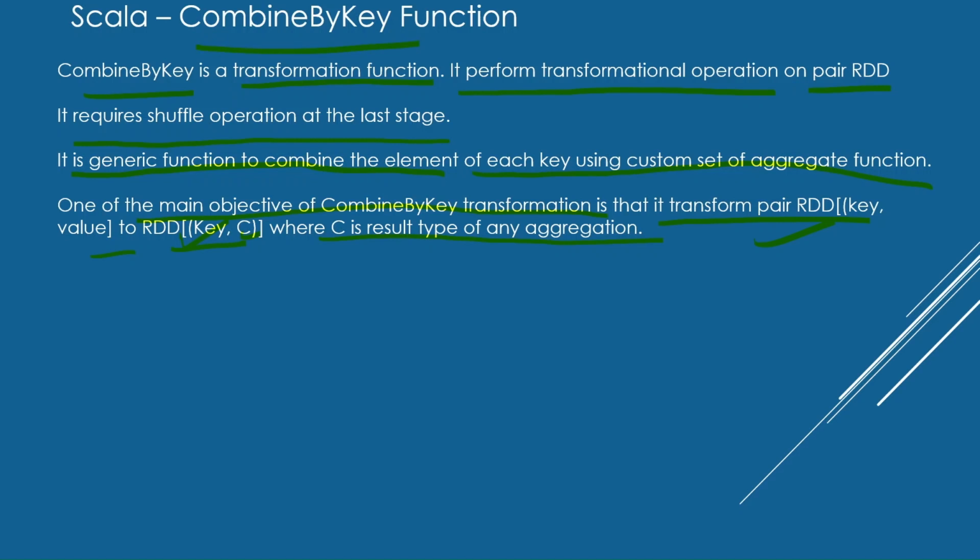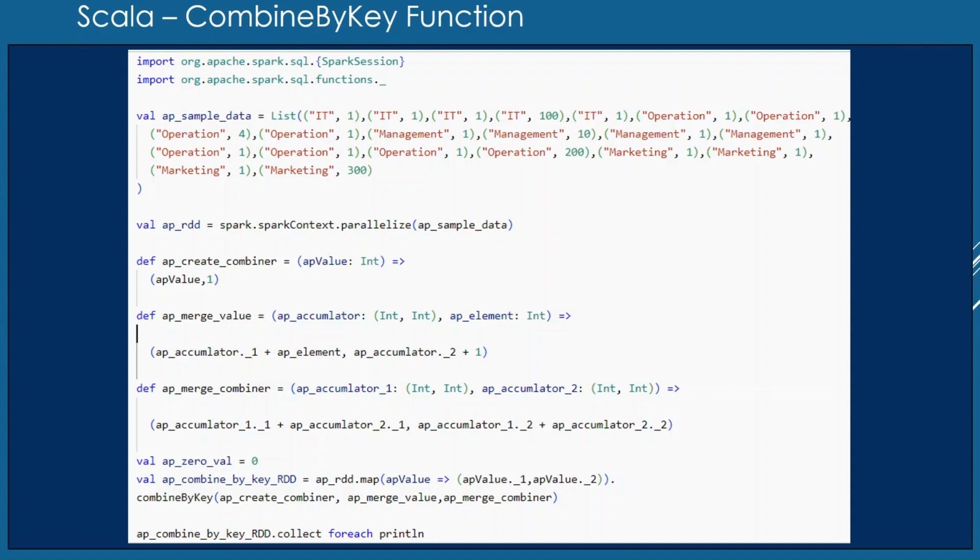Let's move to the next slide. Here I am going to do an exercise where I can show you how we can use the combineByKey function in Scala. Here I am importing the Spark session, and the required functions. Here I am creating a list, and the list has objects with a key and a value. See, the data present in the list is key and value. This is the management key and its value. Again, this is a key and the value. For operation, this is a key, this is the value. For marketing, this is a key, this is the value.